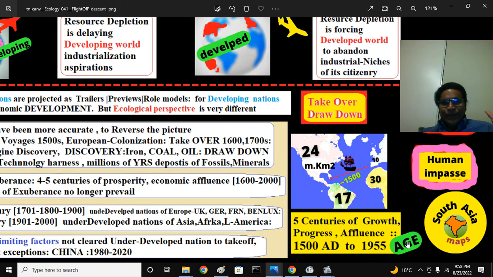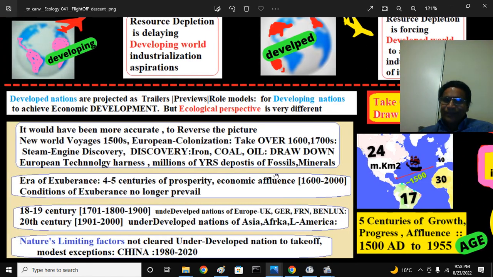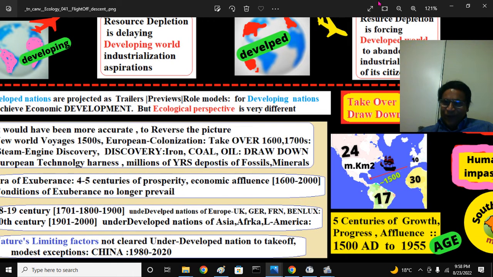Age of exuberance. After the discovery of the new land, European colonizers took over the land from their competitors, the local flora and fauna, plants and animals, and eliminated the local native Indians, whom they thought redundant, and colonized. That is taking over. After taking over happens 1500.